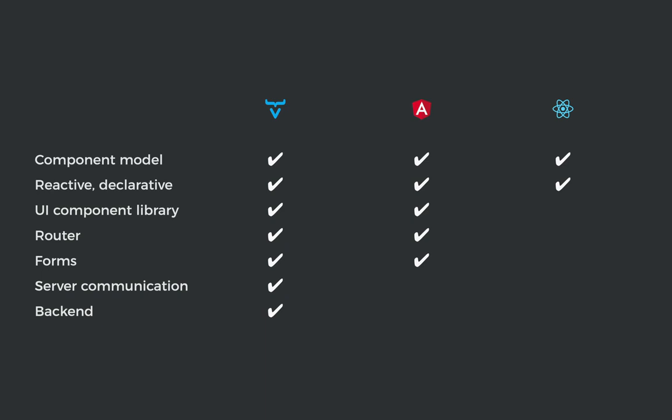So there are very few library or Vaadin specific things you need to learn when you're working with Vaadin. If we look at what's included, all of them define a way of creating components. They're all reactive, declarative. Vaadin and Angular come with a set of UI components. Likewise, Vaadin and Angular come with router and form support. But only Vaadin out of these three has a backend, in our case, a Spring Boot backend, and a type safe way for you to communicate with that backend.